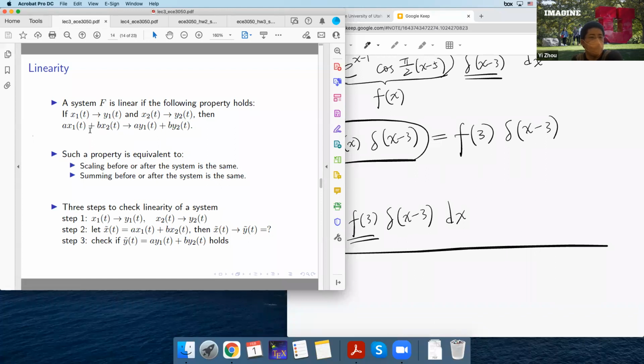Or if you set A and B, both of them equal to one, then this says that if the input X is the summation of these two signals, then the output will be the summation of the corresponding output signals of these two input signals.